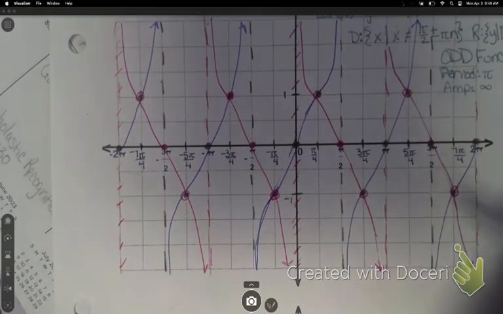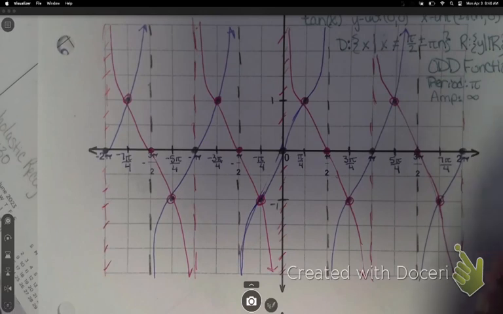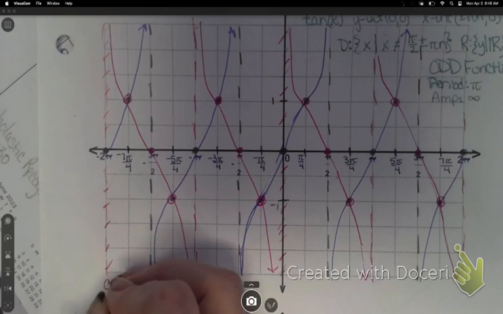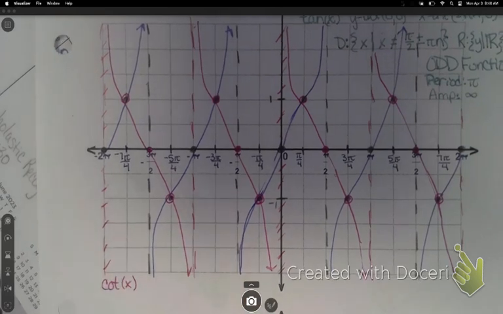It always reminds me of DNA for some reason. I don't know why. Kind of pretty. So the pink is cotangent. Or my pink, whatever yours is.